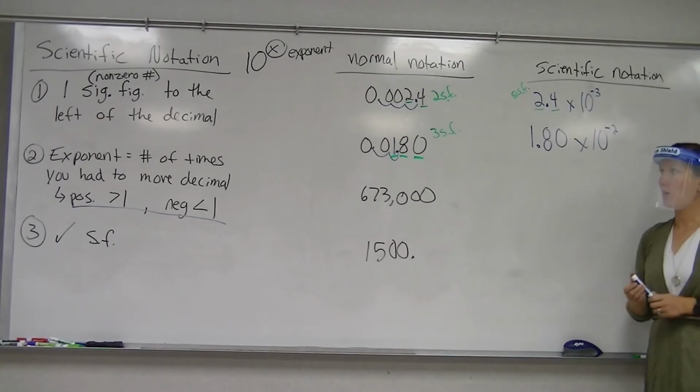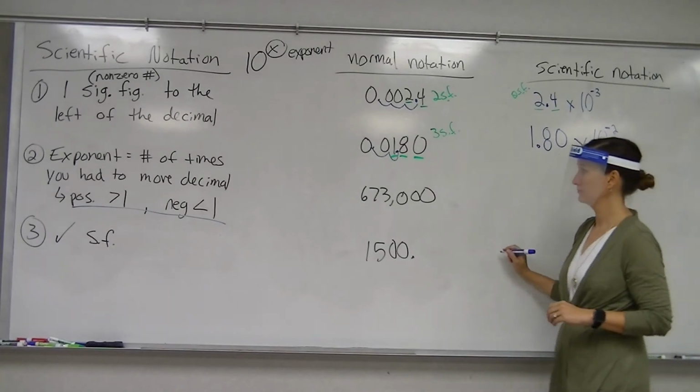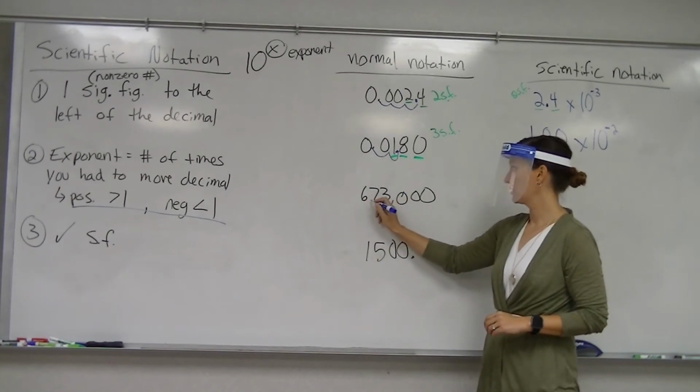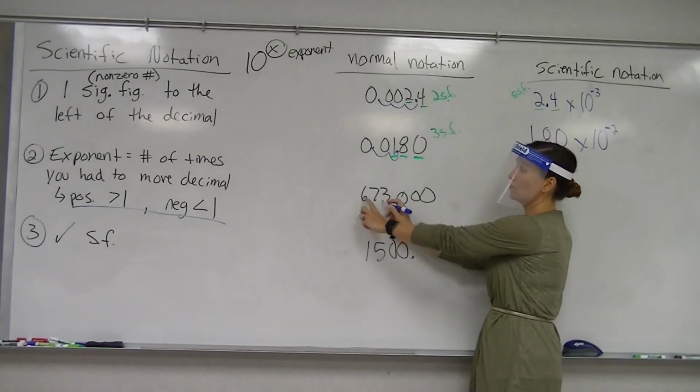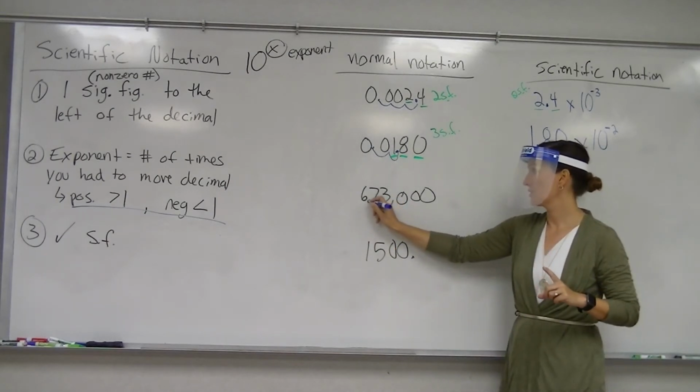So where are we going to want our new decimal point, between what two numbers? We're going to be going to the left this time. Between the 7 and 3? No, not the 7 and 3, because then we'll have 2 numbers to the left of the decimal, and we only want 1. So it's going to go between the 6 and 7 this time.